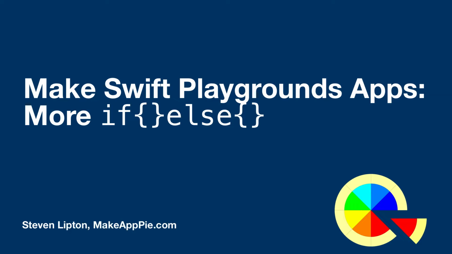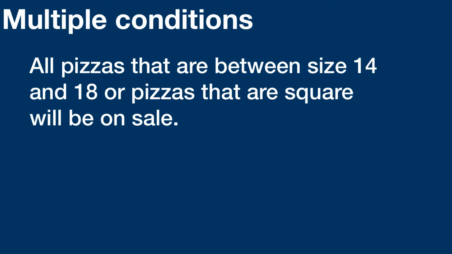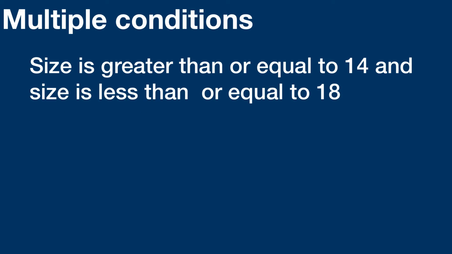Last time, we learned the if-else. Let's expand on that knowledge with more about if-else. In our code so far, we've learned several nested comparisons. Each makes only one comparison. What if we wanted to look at two conditions, not one? For example, what if pizzas of size 14 to 18 were to be marked on sale? We need to find pizzas bigger or equal to 14 and less than or equal to 18.